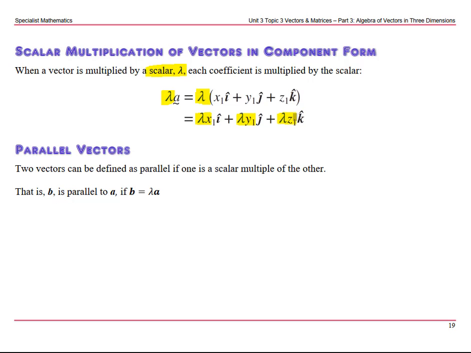Now, parallel vectors. Two vectors can be defined as parallel if one is a scalar multiple of the other. So B would be parallel to A if B equals lambda A, some scalar times A. So watch the next video to see some examples.